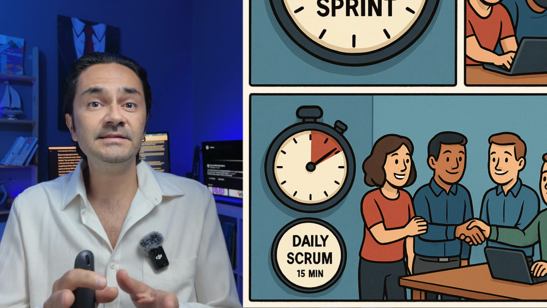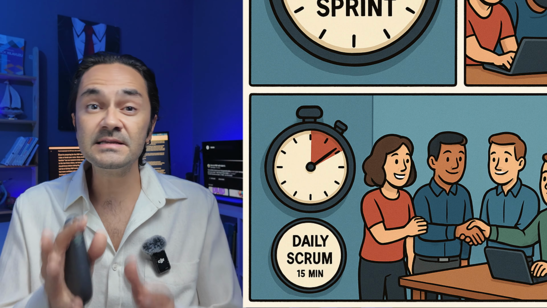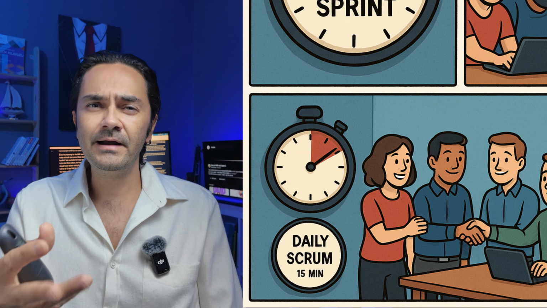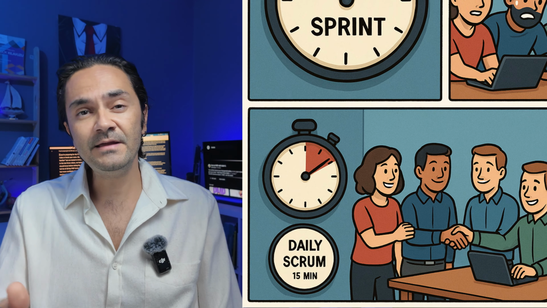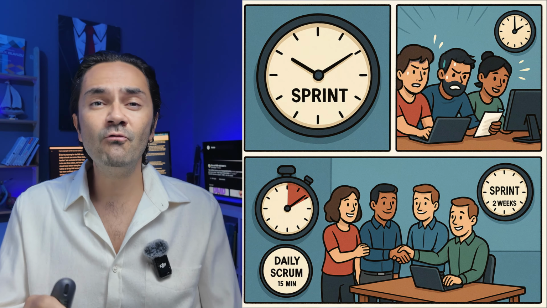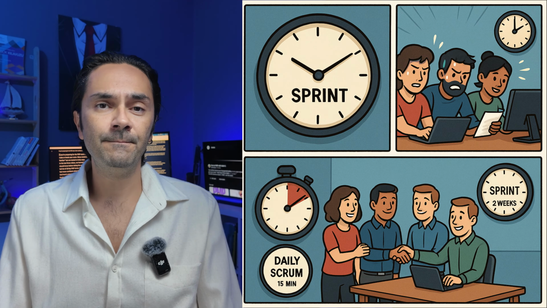For instance, a daily scrum is limited to 15 minutes. The team quickly discusses what they did yesterday, what they will do today, and if there are any problems. After 15 minutes, the meeting stops, no matter what. This keeps everyone focused and prevents meetings from taking too long.